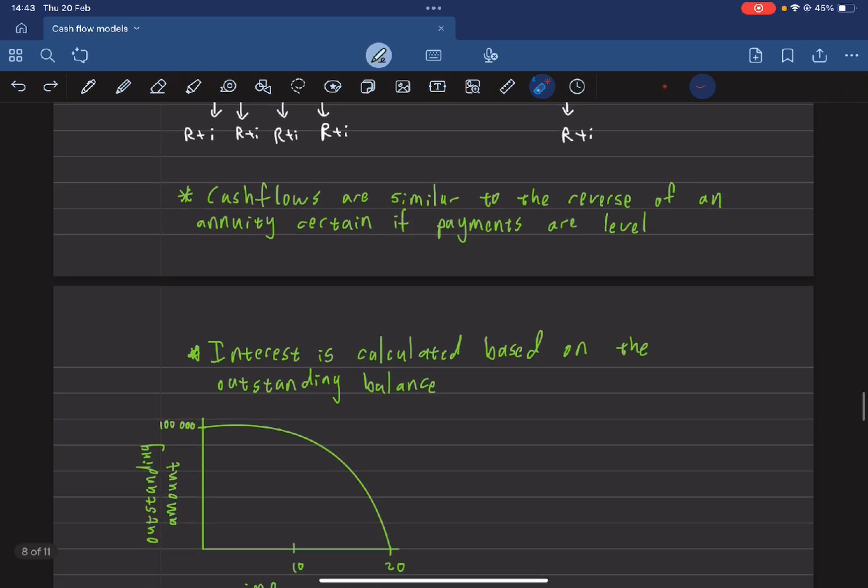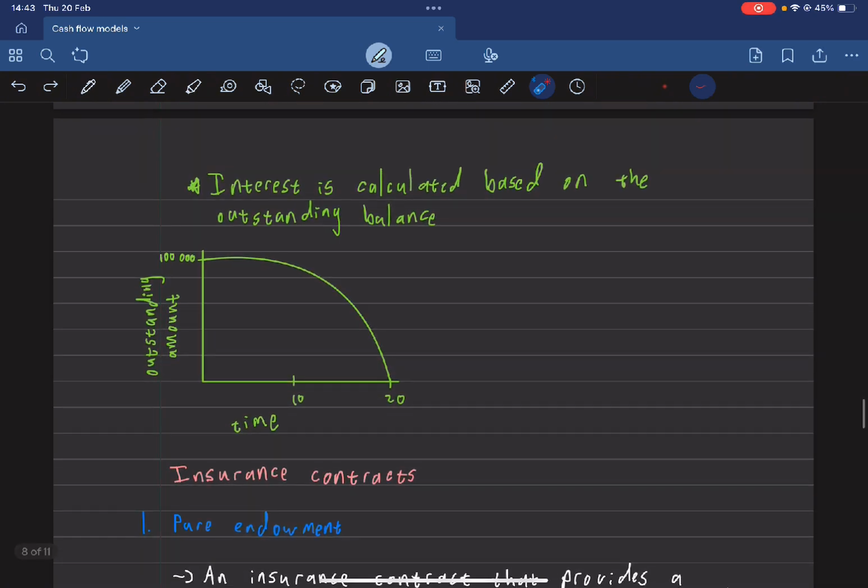And this is just a quick graph I drew, showing how the outstanding balance changes over time. So in the beginning, you're barely paying off anything, so it stays pretty constant. You're mostly just paying interest. But after a while, when you start decreasing the outstanding balance, then the interest goes down, and eventually you'll be paying basically only capital, and then you'll eventually get to zero. This is an example of a 20-year mortgage.